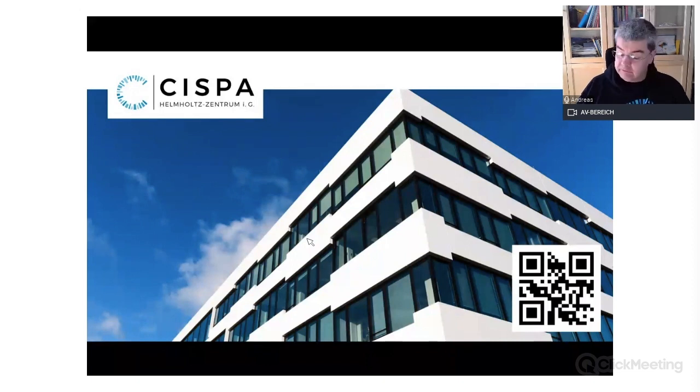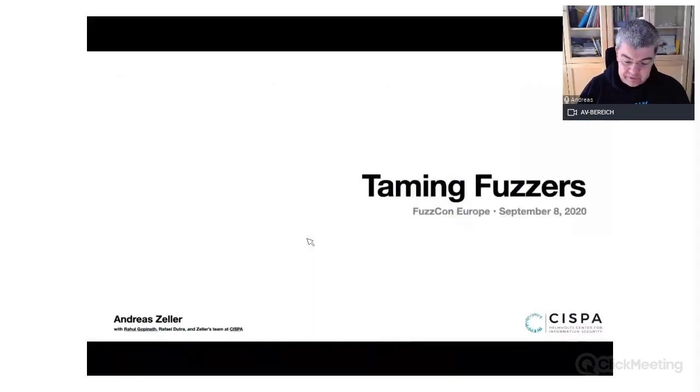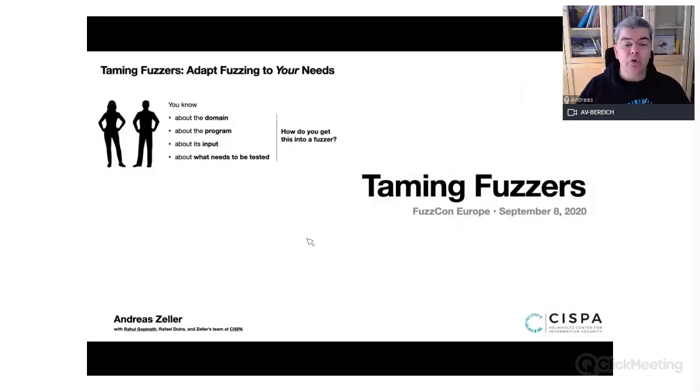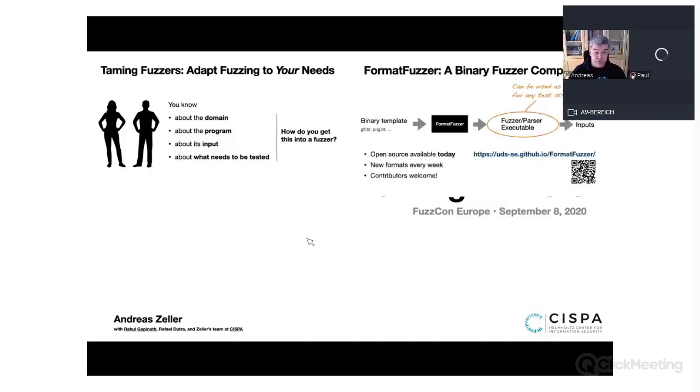Okay, this was my short advertising, and I'd like to close. What have we seen? We've seen something about taming fuzzers, which is adapting fuzzing to your needs, putting your domain knowledge, your program knowledge into the fuzzer. I've shown you the Format Fuzzer, the binary fuzzer compiler, which allows you to produce binaries at tremendously high speed and high quality. This project is at its very early stage. We're going to make first releases in a couple of weeks, but you're very much invited to take a peek and possibly to contribute to it.